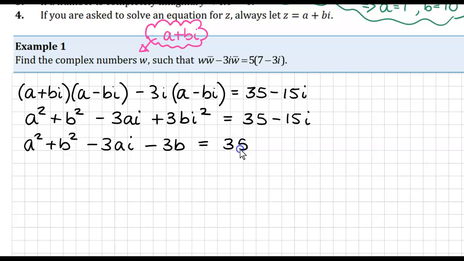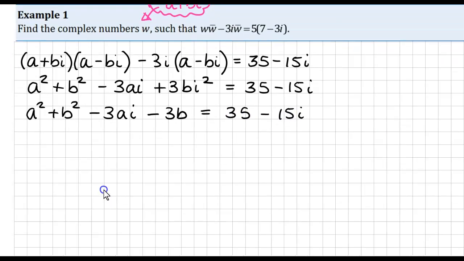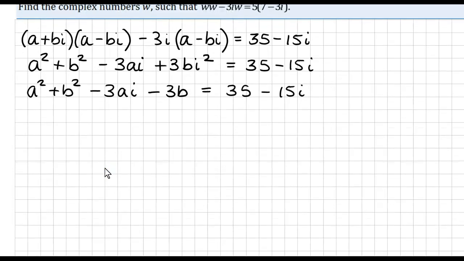equal to 35 minus 15i. Now the next thing we do is pick out everything that's real and put it equal to everything on the other side that's real. We pick out everything that's imaginary and put it equal to everything on the other side which is imaginary. So looking along, it's very easy to spot: if it's real, it will have no i's connected.